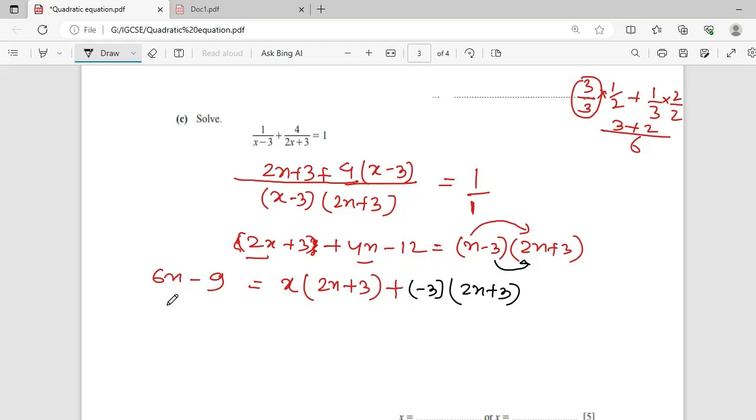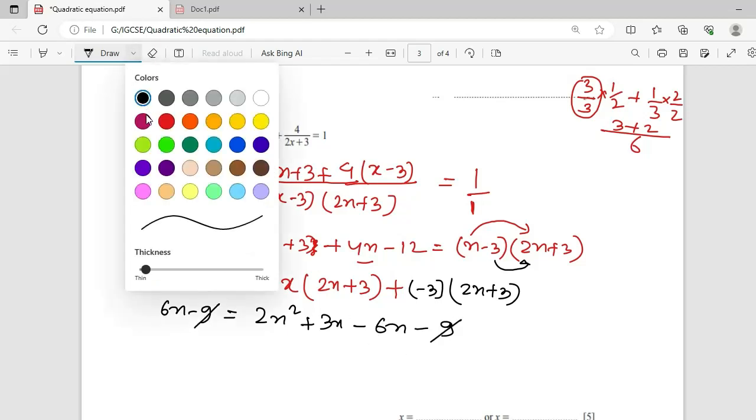Now what we have to do: 6x minus 9 is equal to x into 2x, 2x square, 3 into x, 3x, minus 3 into 2, minus 6x, minus 3 into 3, minus 9. Okay, so minus 9 and minus 9 both are the same, I am going to cancel it. Or you can bring it to one side and then do the calculation. The other way also we can do it.